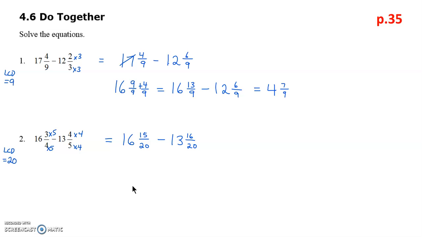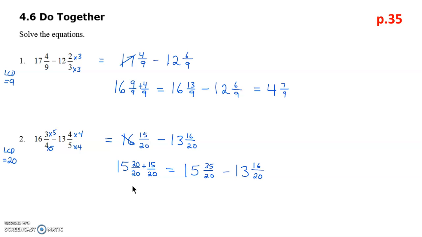So 15 minus 16, that's not possible, so we're going to borrow from the 16 here, taking it down to 15 and making the 1 of the fraction, right? 20 twentieths is equal to 1. So 15 and 20 twentieths is the same thing as 16. And then we need to remember to add that 15 twentieths. So that's going to be 15 and 35 twentieths minus 13 and 16 twentieths.